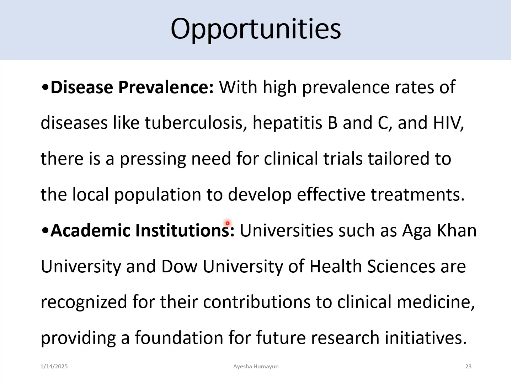So the opportunities: we are a high disease burden country in many diseases, and I have given the example of these diseases. So we can offer ourselves as a clinical trial site, and definitely we can be more helpful, and we can enter the clinical trial market, seeking international trials, and we can also develop our own local trials and conduct those. Academic institutions like Aga Khan, Dow University of Health Sciences, and Shifa International, these are the universities and institutes that are actually collaborating in clinical medicine.